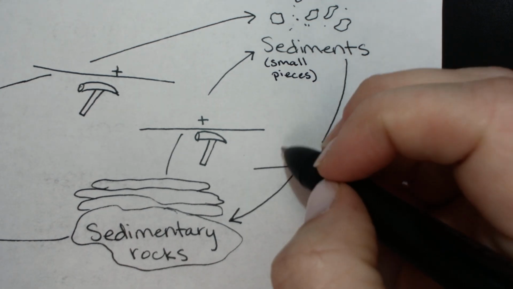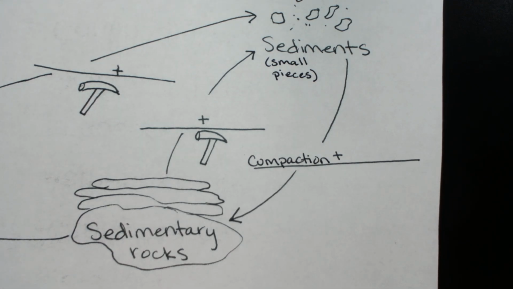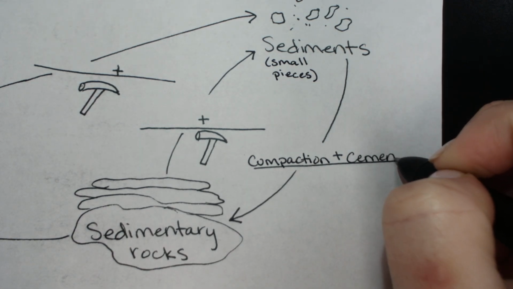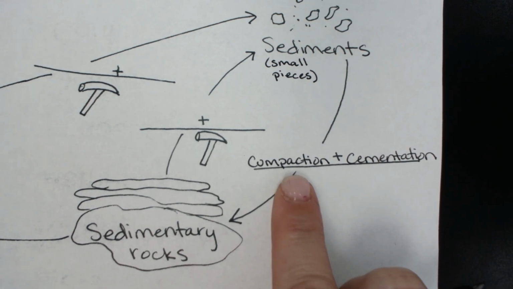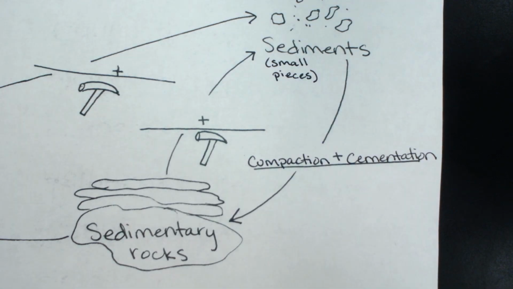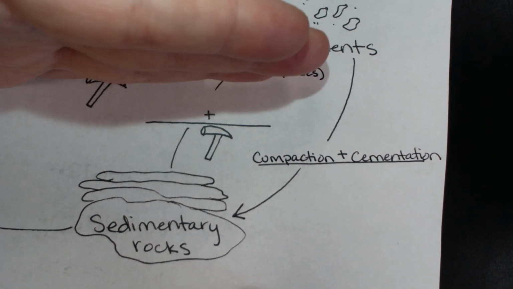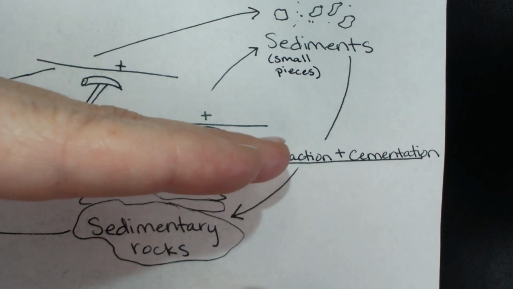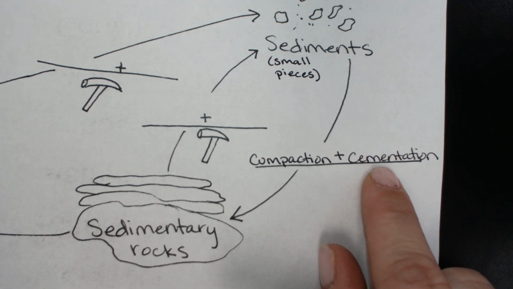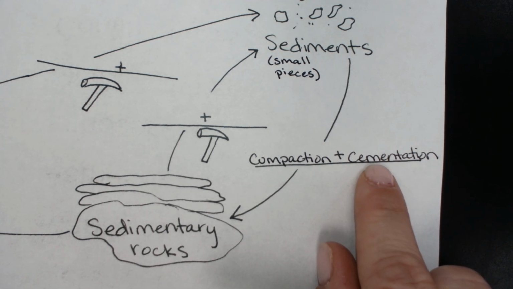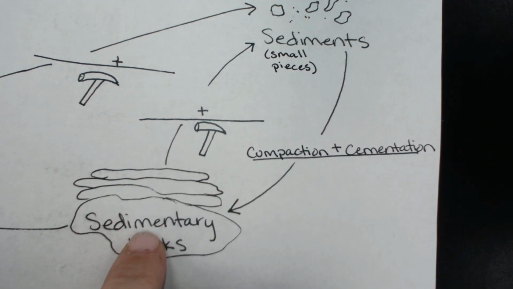process called compaction and cementation. Compaction is where you press and compact something tightly. You have these layers, and as the layers build up and up, they get heavy, and the top layer pushes down and compacts the other layers. Then you have cementation, which is like concrete, a sticky, glue-like material that cements these sediments together into a sedimentary rock.